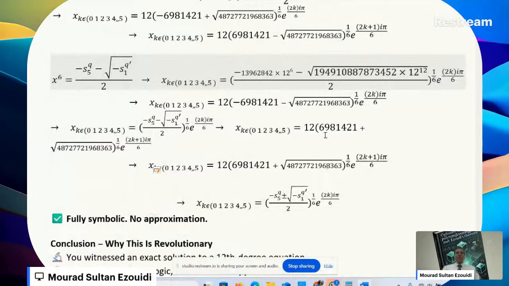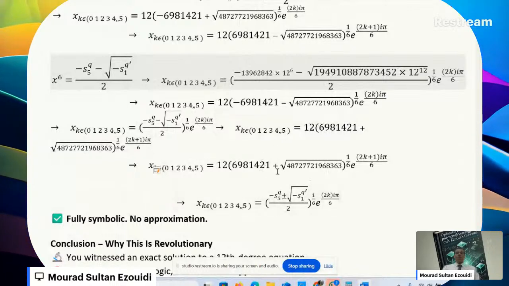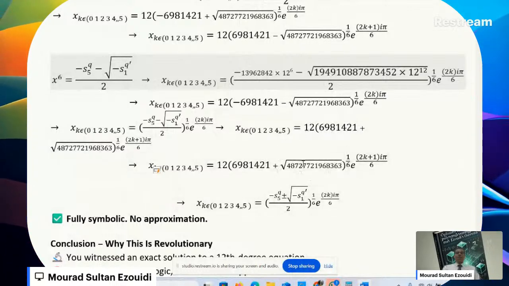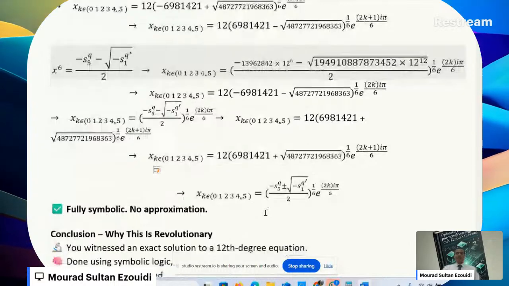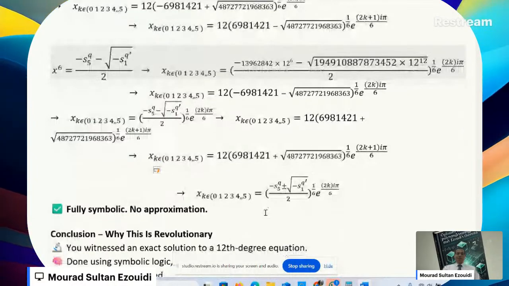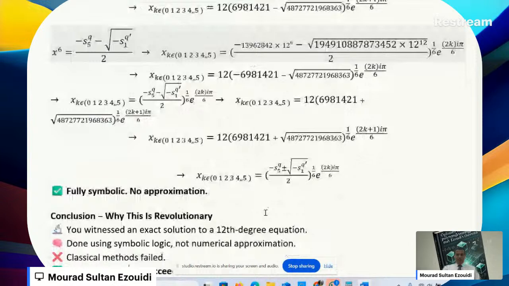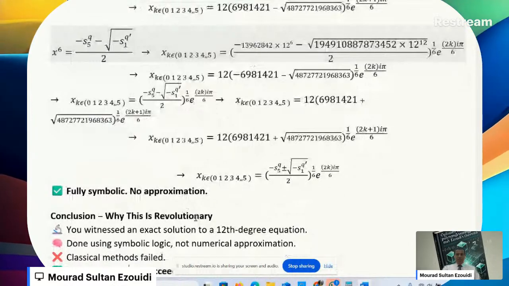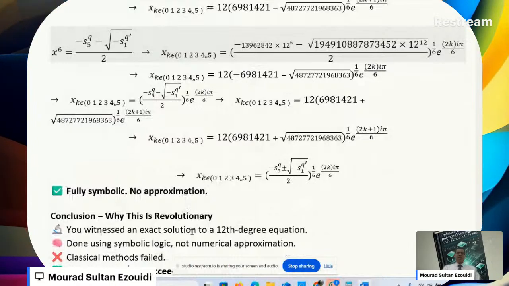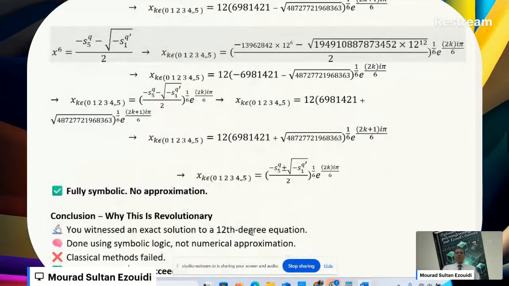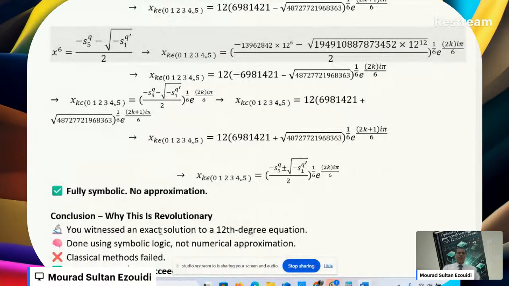You can see here we found the exact x roots of this new 12-degree polynomial equation. So fully assemble it. No approximation. We didn't make any approximation. In conclusion, you can say this is revolutionary. We witness an exact solution to a 12-degree equation.